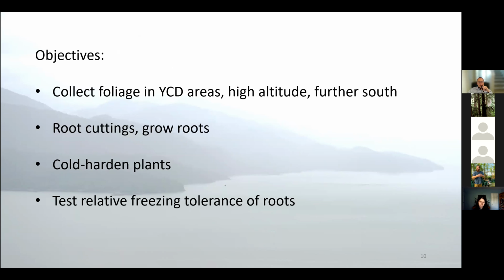So what we have done is, this is a small project of the past 2 years funded by BC Parks, to collect foliage in yellow cedar decline areas, but also high altitude and further south. Bring the foliage to the lab to root cuttings and grow roots, cold harden the plants, and test relative freezing tolerance of those roots. So rather than screening in nature, bring it to the lab and use highly standardized conditions. And we're still learning how to standardize those conditions to be able to pick apart a relatively small difference in freezing tolerance.